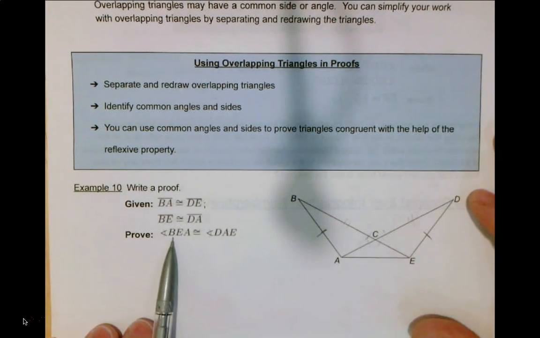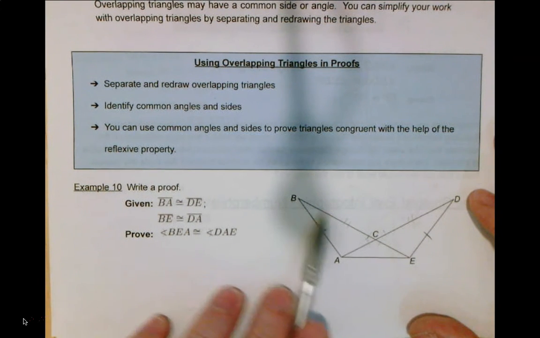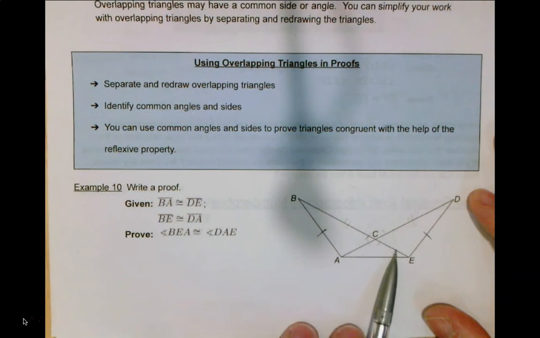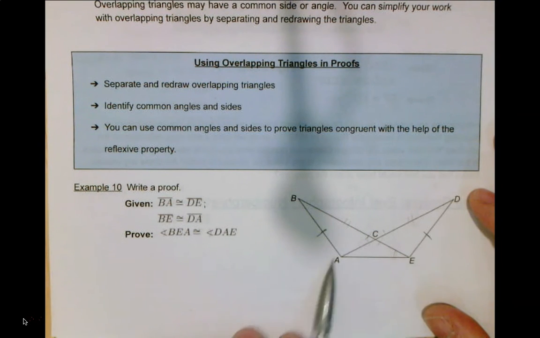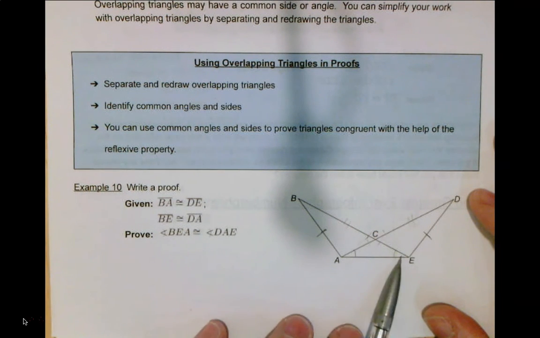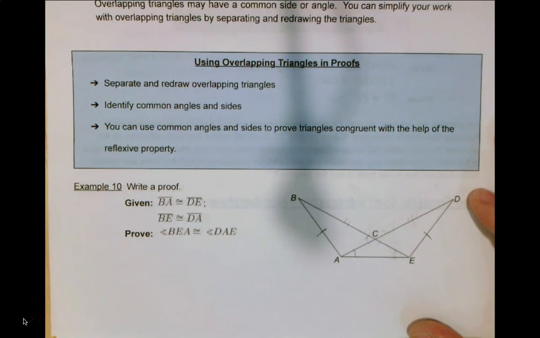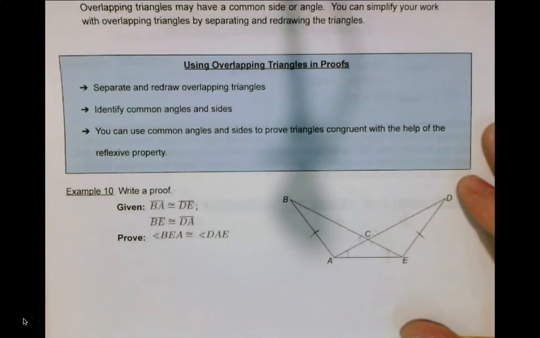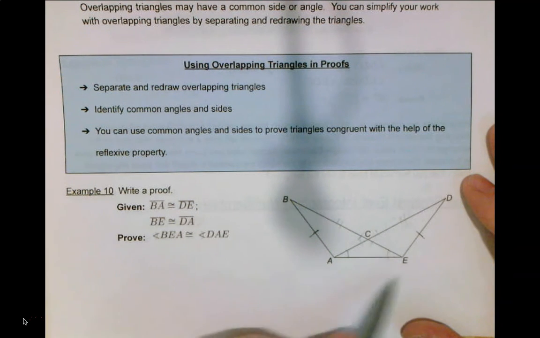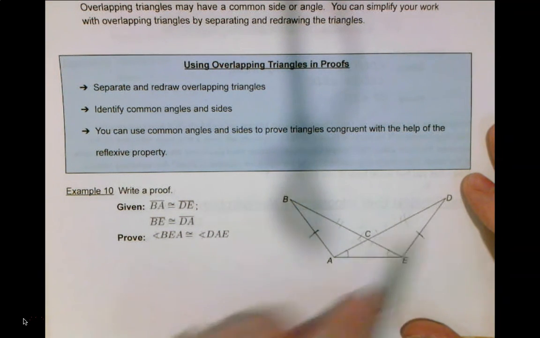Our goal here is to prove angle BEA, this angle down here, is congruent to angle DAE, this angle down here. Our goal is to prove those pairs of angles are congruent. Well, that's tricky. We need to know which triangles we want to prove congruent so that we can use CPCTC to prove these angles are congruent. So, how many different triangles are there in this diagram? Very simple diagram, and there's more triangles than you think. The 3 non-overlapping ones, and then you've got triangle BAE and triangle DEA. There's 5 triangles in this diagram.